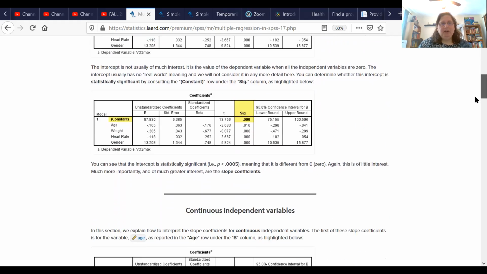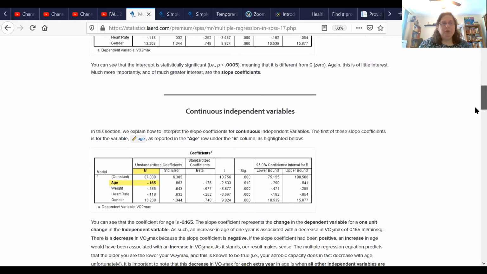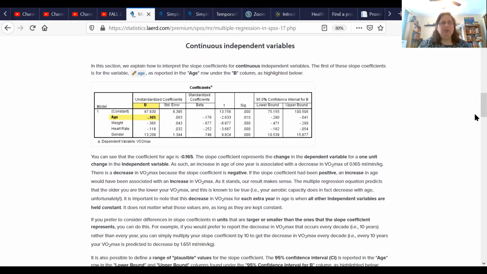So again, we show that our constant is significant. Woohoo, we don't care. Now we're going to look at our independent variables. Age, significant, 0.010, less than 0.05. We can also look at our confidence interval here and note that it doesn't cross 0. 0 is what we don't want it to cross.